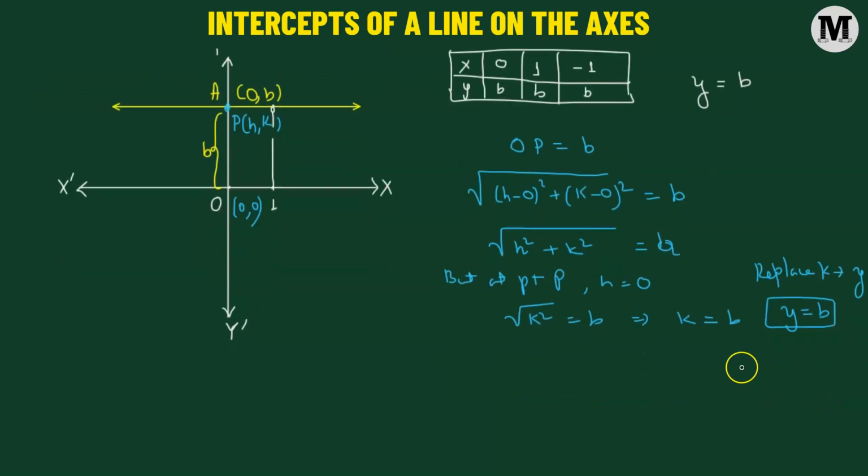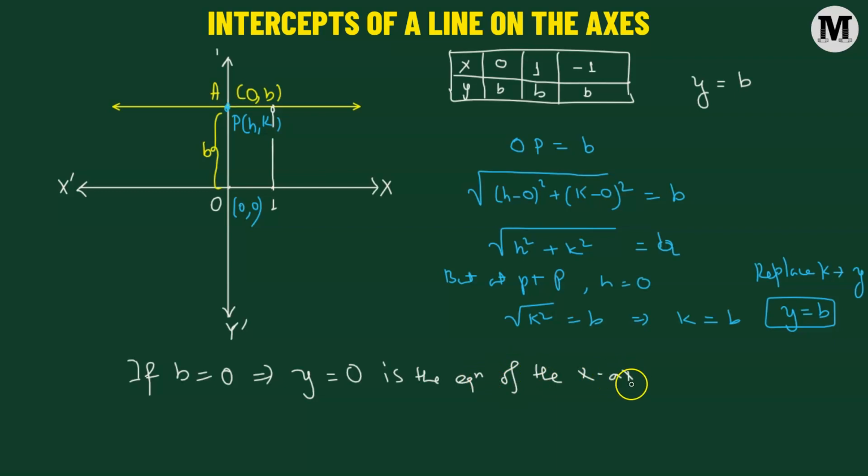So what about if the b value equals 0? If we have b equals 0, that simply means that y equals 0, and this is the equation of the x-axis. All we have done is taken b equals 0. That means the line is intersecting the y-axis at the origin.